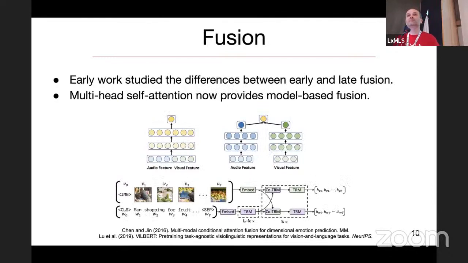In terms of fusion, early work studied the differences between what we call early fusion and late fusion. And so on the right-hand side at the top here, we have this kind of late fusion model where we'd have 2 different towers that would independently process features in different modalities. And then maybe we would combine these together with a concat function and have a simple linear layer. What we have now with multi-head self-attention is model-based fusion. It happens through every layer in the model after the input, and it learns these rich contextualized representations, which have proven to be very useful for many tasks.